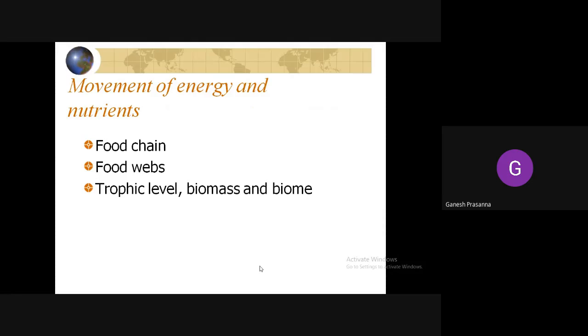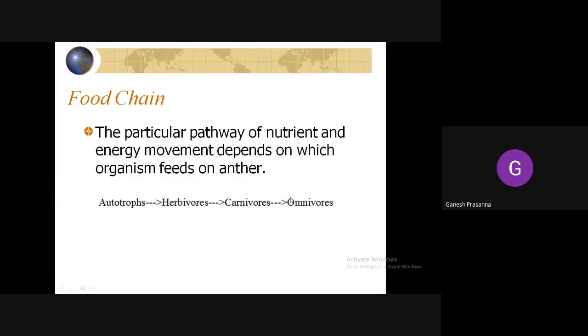For the movement of energy and nutrients, there are three important processes: food chain, food webs, trophic level biomass, and the biomes. So what is a food chain? A food chain is a particular pathway of nutrient and energy movement, which depends on how one organism feeds on another.